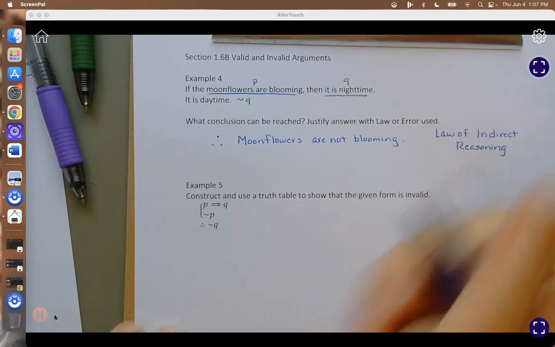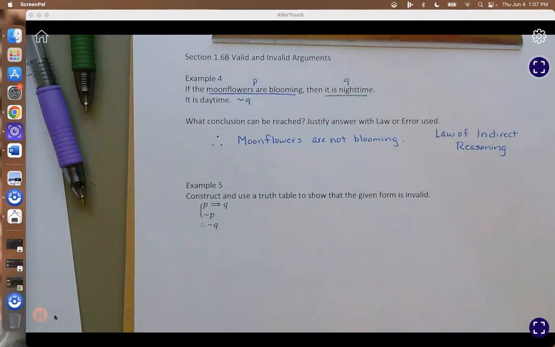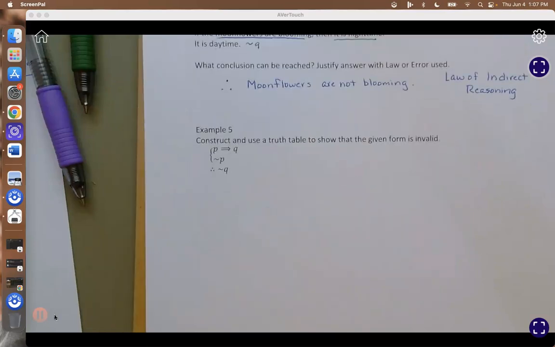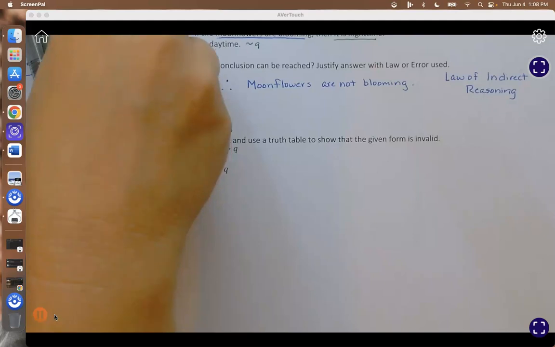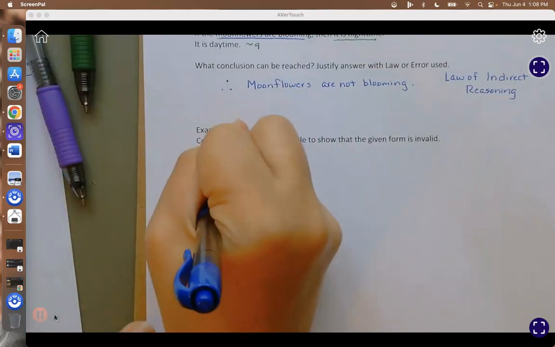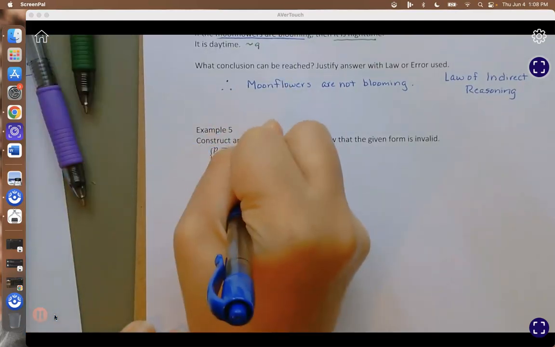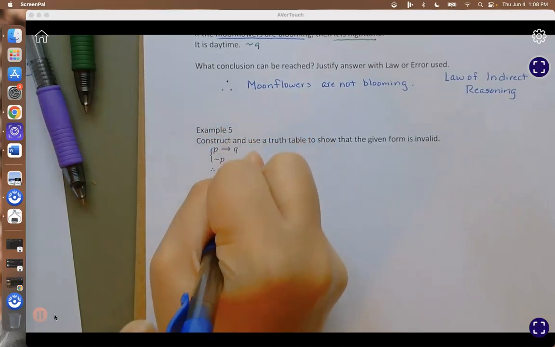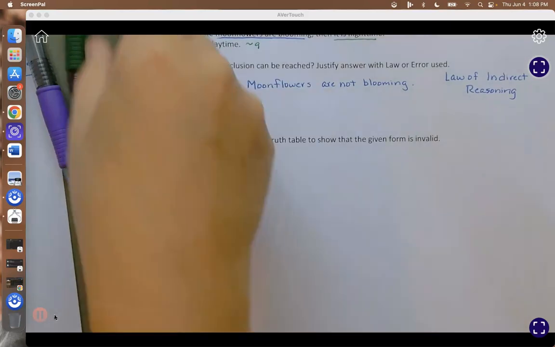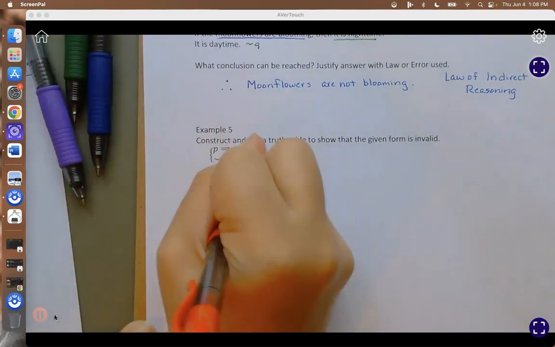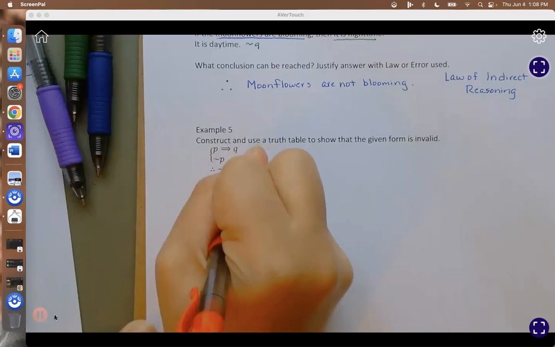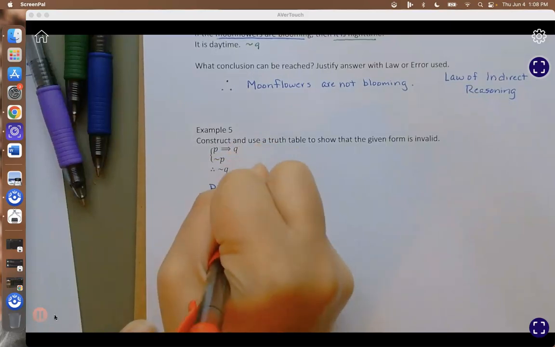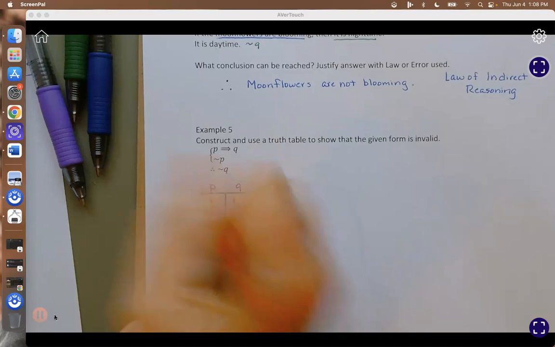Okay, so they could also ask you to do that, finish it out. Okay, so construct and use a truth table to show that the given form is invalid. Alright, so what we're going to need to do here is we're going to make our P and our Q. Okay, and we know that it's always both on, first one on, second one on, both off.